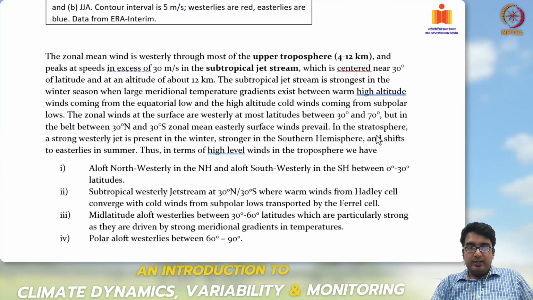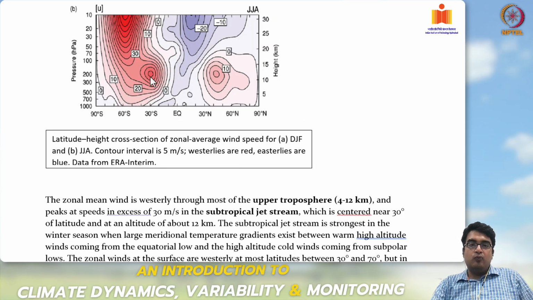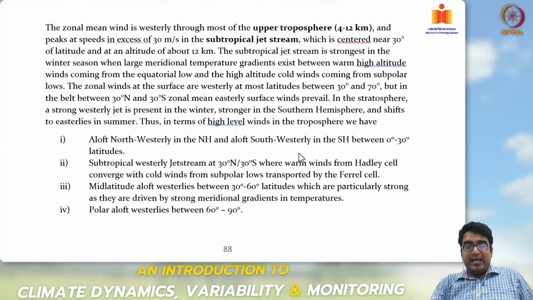So these are the main points that have been shown here. The key points are therefore aloft northwesterly in the northern hemisphere and aloft southwesterly in the southern hemisphere between 0 and 30° latitudes. Subtropical westerly jet stream at 30° north and 30° south, where warm winds from the Hadley cell converge with cold winds from the subpolar lows transported by the Ferrel cell. And the location of this subtropical jet stream, this intense zone of eastward moving winds, shifts with the seasons from around 30° to 50°.